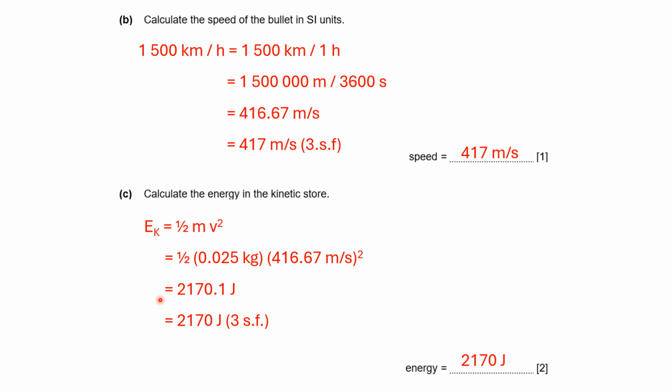Energy in the kinetic store, we already had a question earlier about this. So the formula is given here. We just need to make sure we try and use the intermediate values. Instead of 417, we use 416.67 over here. This rounds off finally to 2170 joules in 3SF.